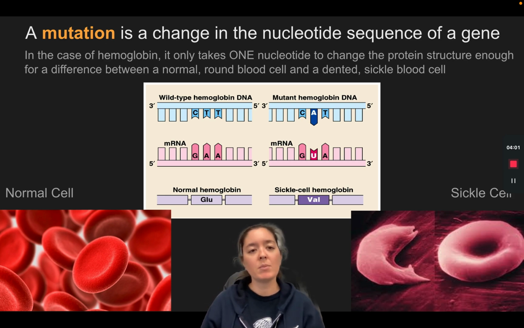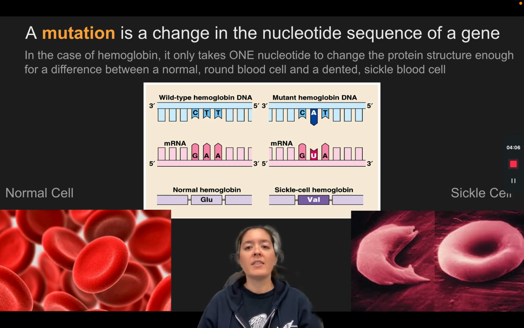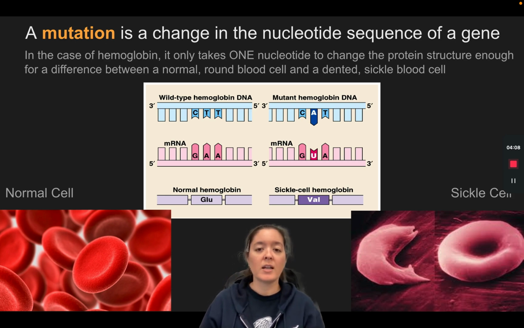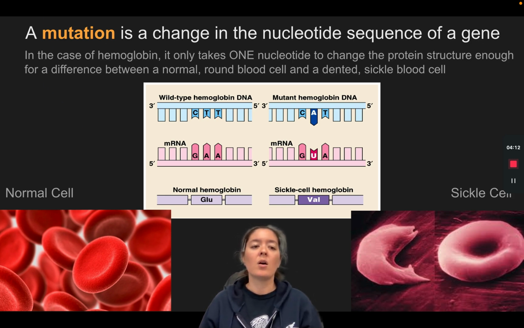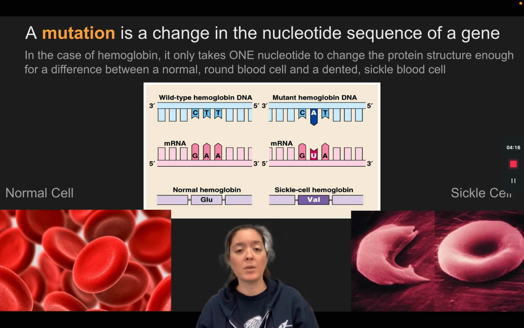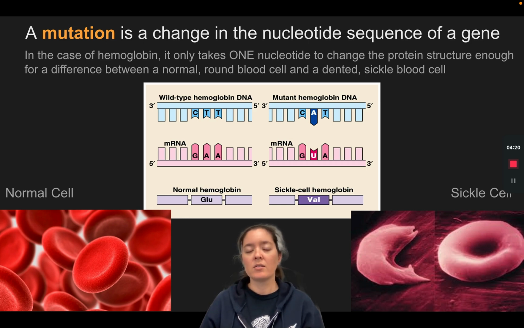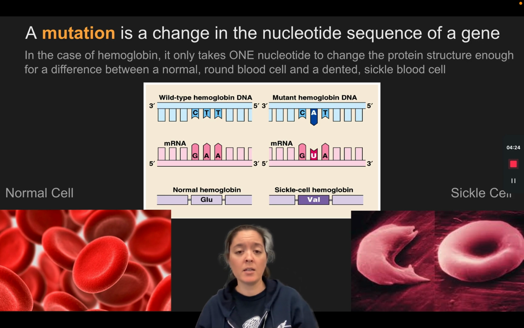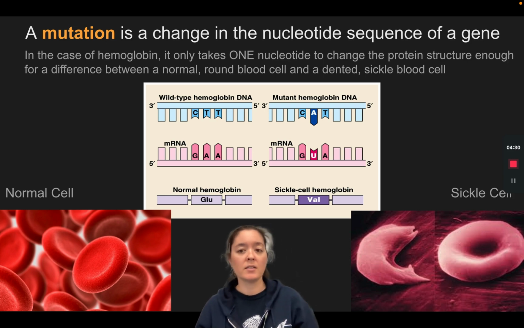So when we're talking about hemoglobin, it only takes one nucleotide to change, and then the whole protein structure is going to change the shape of a red blood cell. So on the left, we see again that normal, very round, plump red blood cell. And when we just change one of those nucleotides in this one codon, CTT, to a CAT, that change creates a difference in amino acids. We go from glutamine to valine.